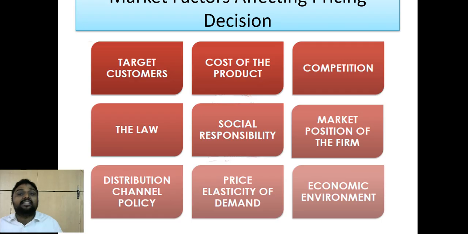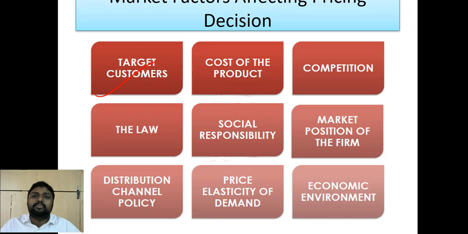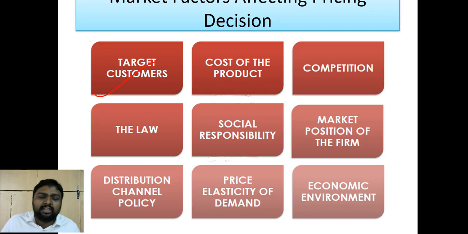First point, factors affecting pricing decision. The first point is target customers. Definitely, the price will be based on the customers. Take the example of a Mercedes Benz. You can find offers for a normal car, but for a luxury car, will the price reduce or increase? The target consumers are luxury people. There will be more demand if the price is increased, because it is a prestige for them.